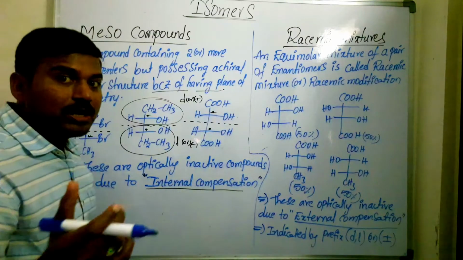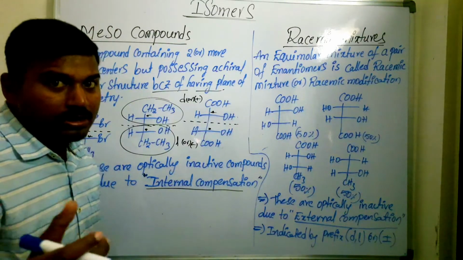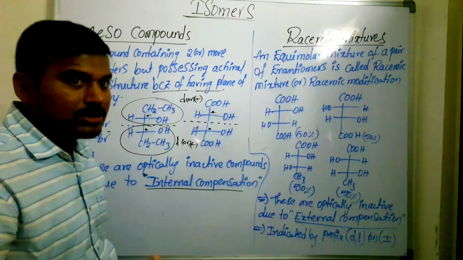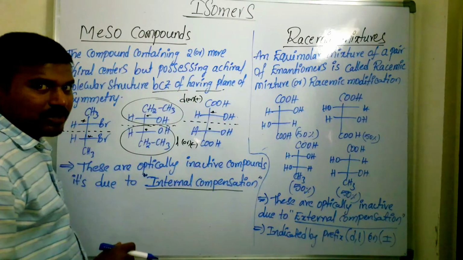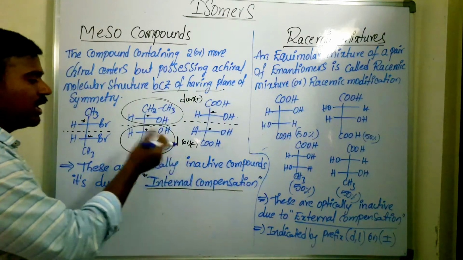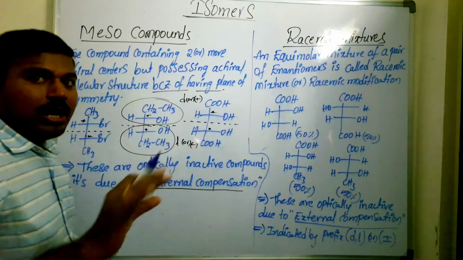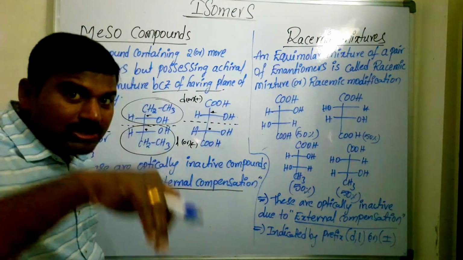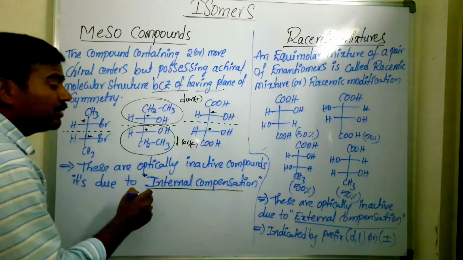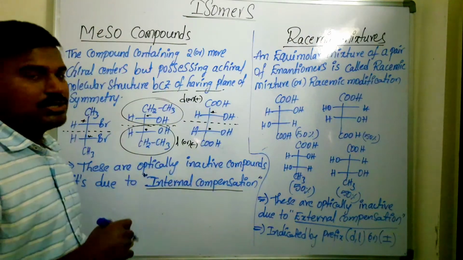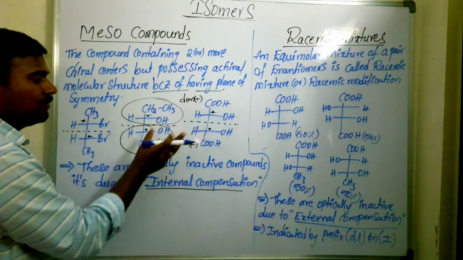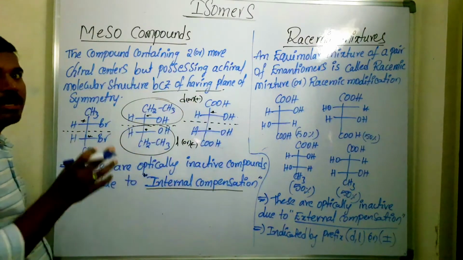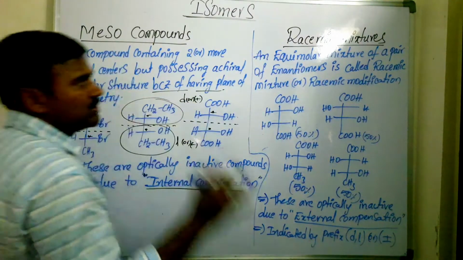What is meant by internal compensation? In organic compounds having two or more chiral centers, one chiral carbon rotates in a clockwise direction, that is dextrorotatory. Another chiral carbon rotates in an anti-clockwise direction within the same molecule. So it is said to be internal compensation. The plane polarized light rotated by one chiral carbon is cancelled out by the other chiral carbon. Then it forms the meso compound.